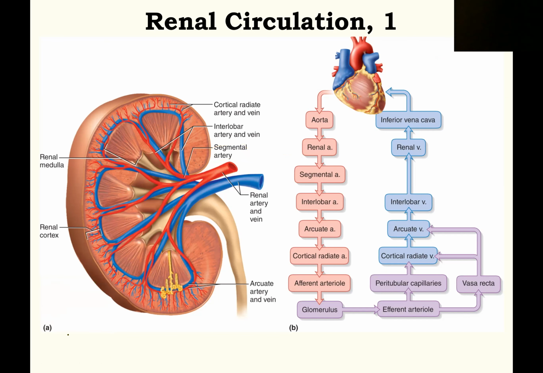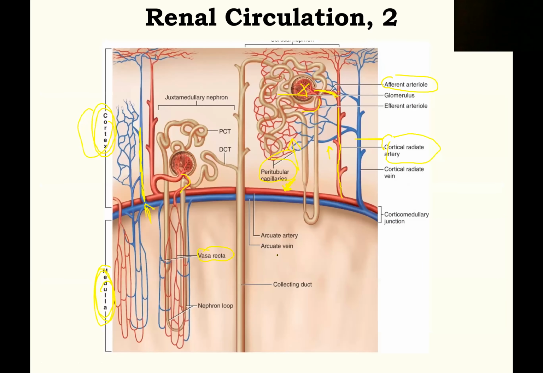So, renal artery, segmental artery, interlobar artery, arcuate artery. Arcuate artery into cortical radiate artery, afferent arteriole with an A, into the glomerulus, which is a capillary bed.